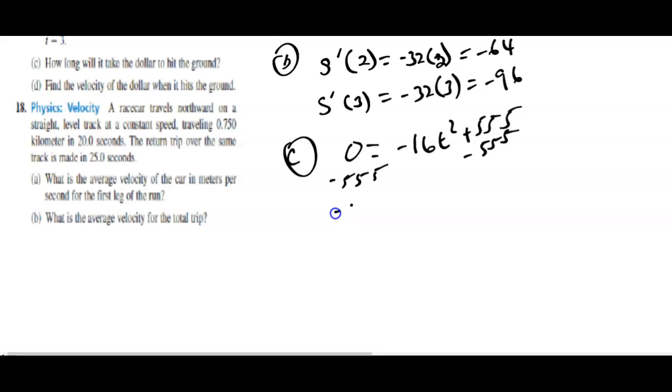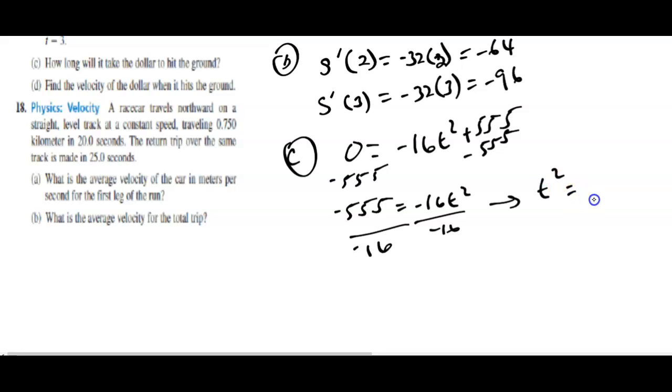So negative 555 equals negative 16t squared. Divide by negative 16. t squared equals negative 555 over 16, and now I'm just going to square root both sides. t equals 5.9.